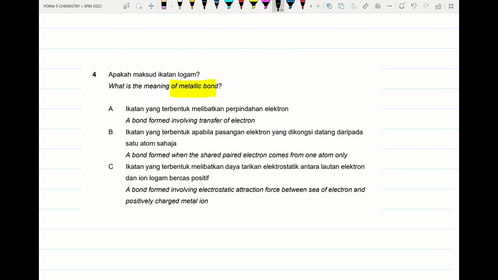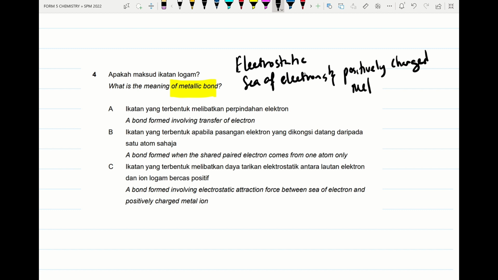So please remember the metallic bonding, the attraction forces. What is the attraction forces? Electrostatic attraction forces between the sea of electrons and the positively charged metal ion. So we try to answer this question. A bond formed involving transfer of electrons, this is ionic bonding. A bond formed where the shared pair of electrons comes from one atom, this is dative bonding. We try to check a bond formed involving electrostatic attraction forces between sea of electrons and positively charged metal ion, so the answer will be C.